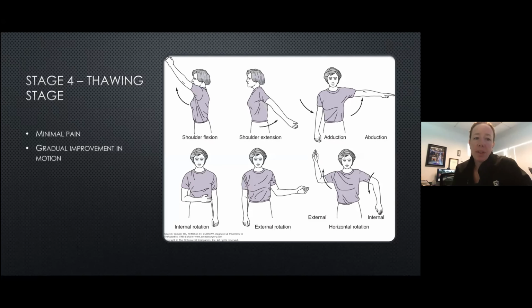In stage 4, the thawing stage, they really typically won't have that much pain. They may gradually start to improve their motion. Depending on how often you see them, this may seem gradual to you. This may seem like it takes forever, but it is oftentimes very, very slow. And this can be difficult to manage just because the expectations from both the providers and the patients are much higher than how long this can take.